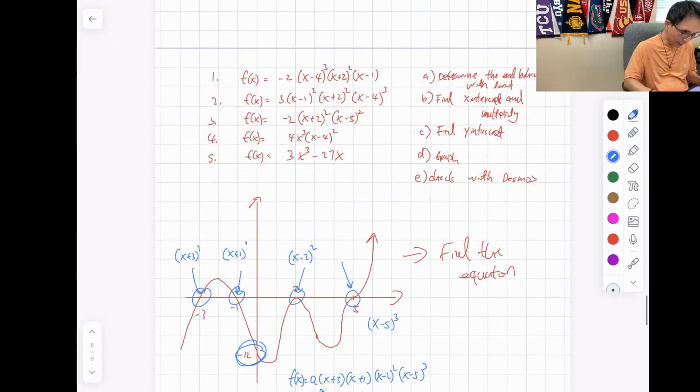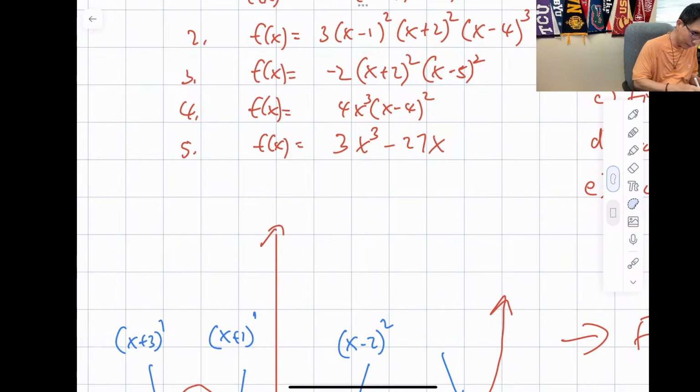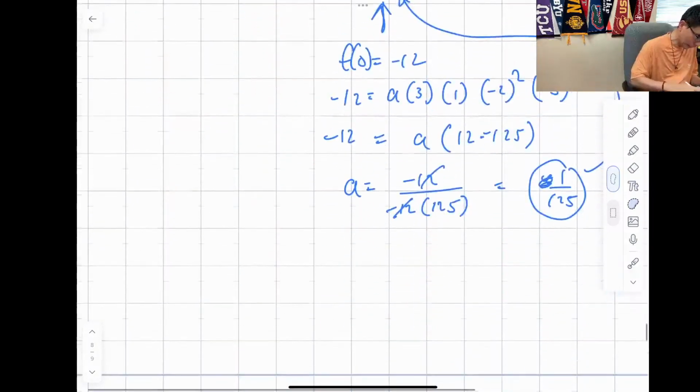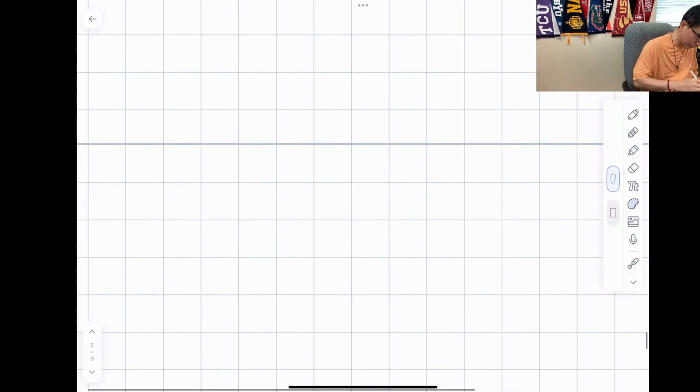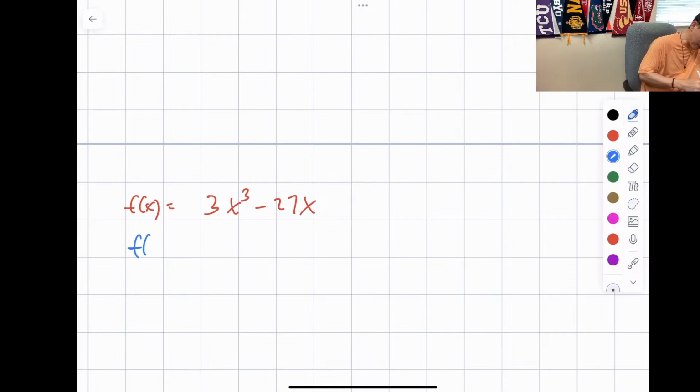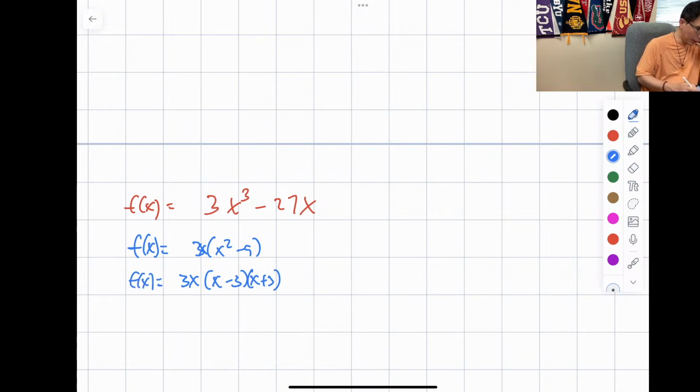I want to talk about one more question, this one. I see some people didn't do this one. What I'm going to do is factor as much as I can. And some people say, Mr. Yu, how do I do the leading coefficient test? Well, this is the leading coefficient. How do I write down the limits? Can somebody help me?